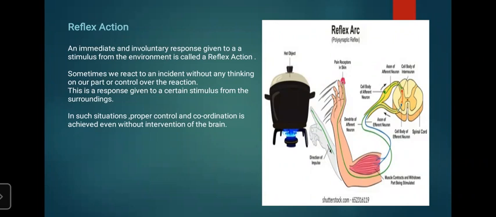You can easily see in the picture a hot pot is there, which is heated by burner, which gets heated. The exchange of energy takes place over there.